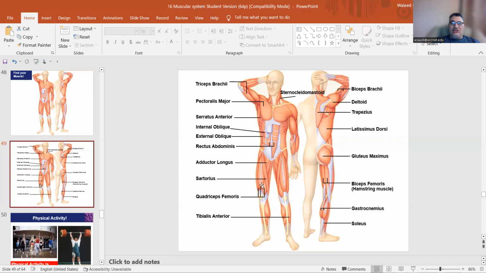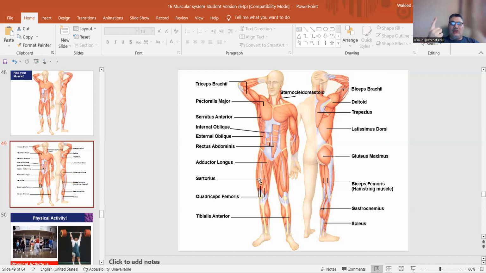Here you have the largest muscle in the front of the thigh. It's called quadriceps femoris. What does ceps mean? You're saying biceps, triceps, quadriceps. Bi is 2, tri is 3, quad is 4: 2 heads, 3 heads, 4 heads. It all depends on whether the muscle has 2 heads, 3 heads, or 4 heads. Biceps, triceps, quadriceps.